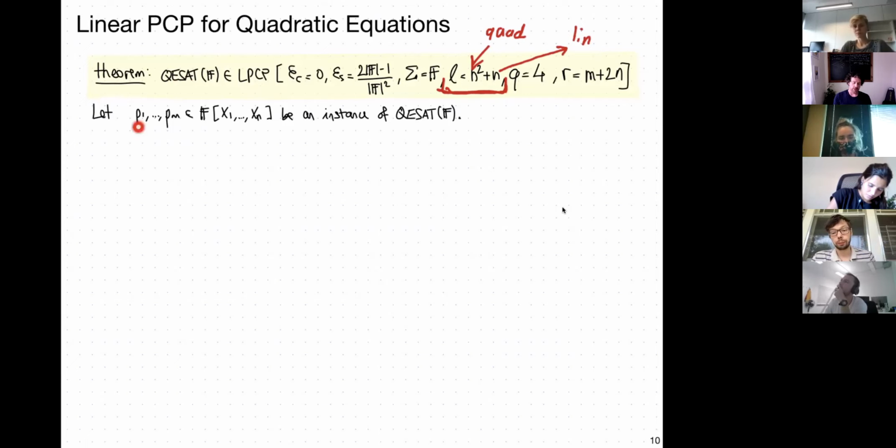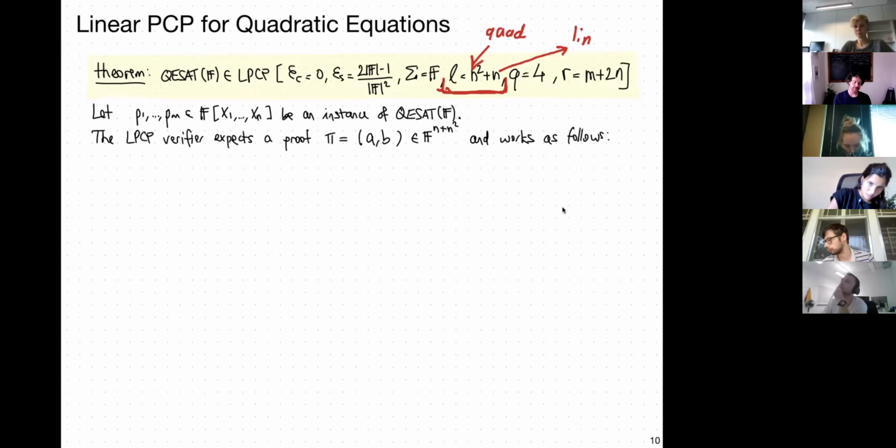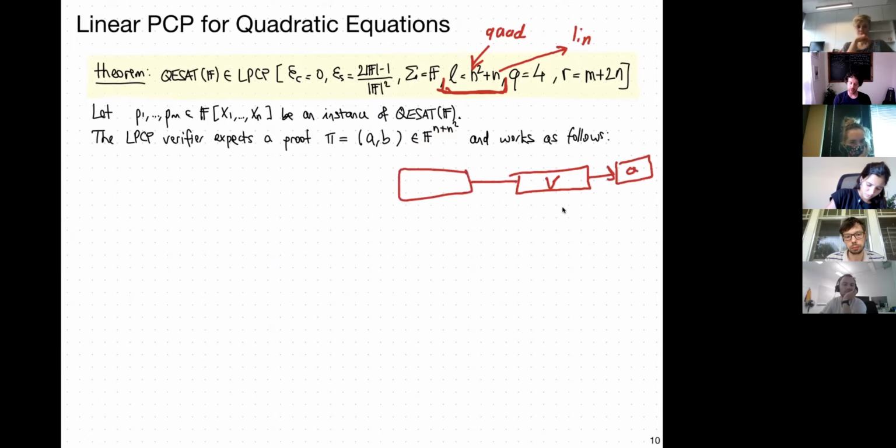So, we start with this bunch of polynomials, and we'll have a verifier which requires this proof over F^(n plus n squared). By the way, this is something that I should have mentioned before. We had this discussion, and I kind of threw in this verifier. It's a linear PCP, so it can make linear queries to A, and it can also make linear queries to B. So this model has 2 oracles.